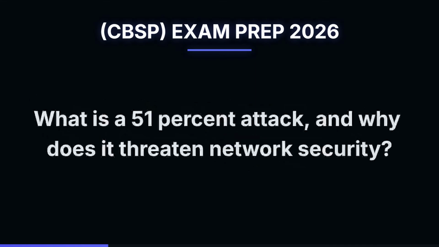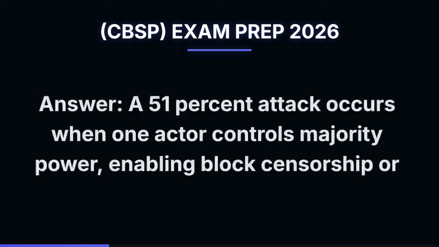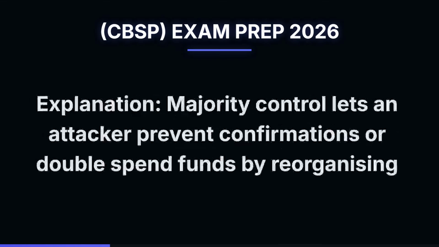3. What is a 51% attack, and why does it threaten network security? A 51% attack occurs when one actor controls majority power, enabling block censorship or reorgs. Majority control lets an attacker prevent confirmations or double spend funds by reorganizing recent blocks.